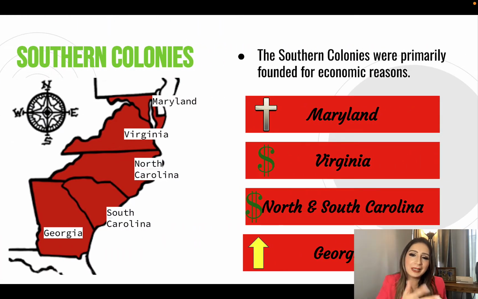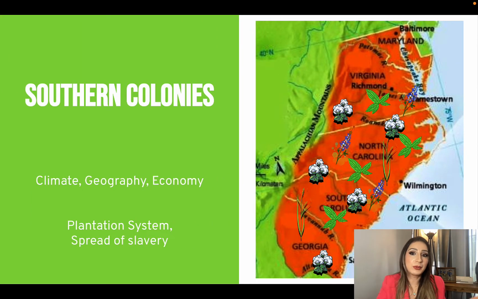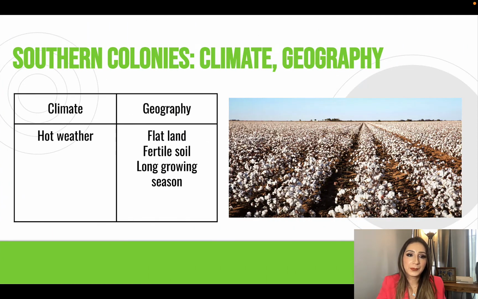They were primarily founded for economic reasons, but remember, Maryland was established by the Catholics and Georgia was established for social reasons. Nonetheless, they all did end up growing crops, and let's see why. Remember, their climate and geography will determine their economy. They had very hot weather and a lot of super flat fertile soil, and fertile means they can grow crops. It's suitable for growing crops. They do have a long growing season as well.